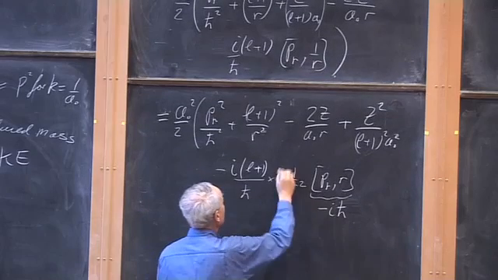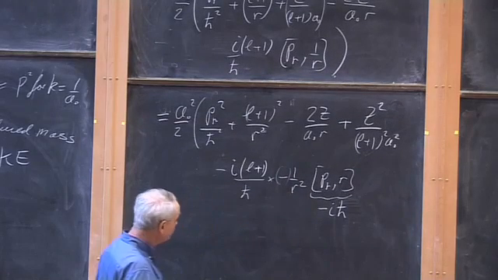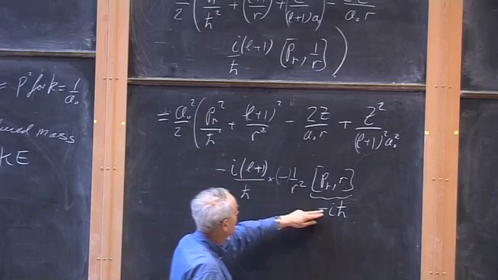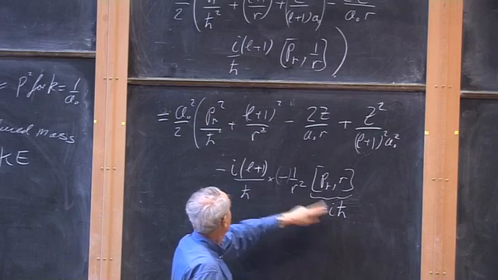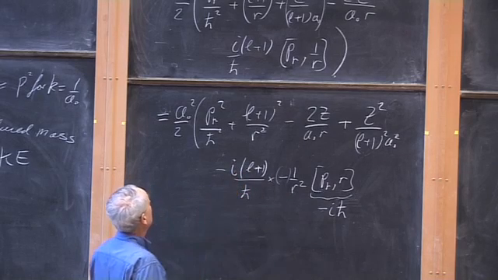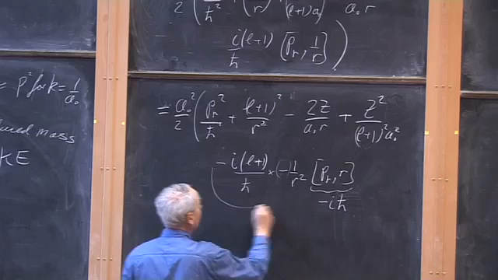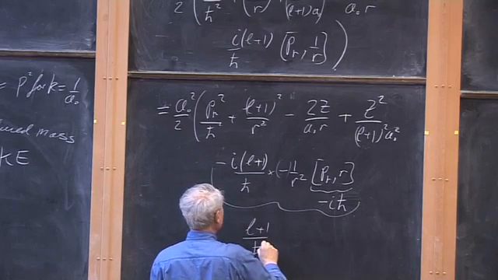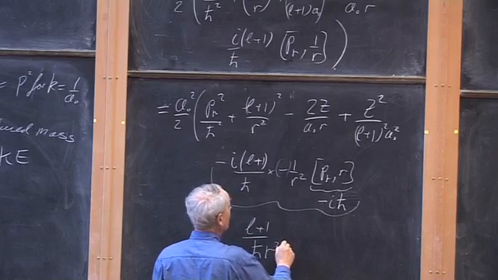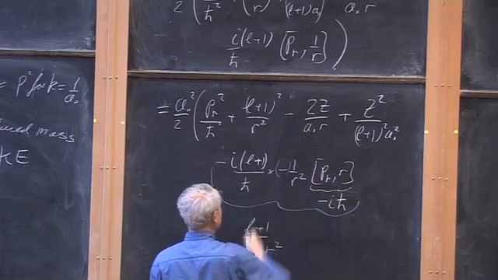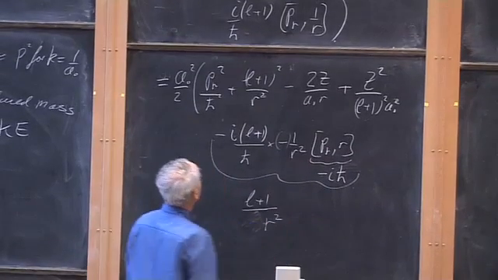So we have rather a load of minus signs. Let me see. I think we have 1, 2, 3 minus signs and another minus sign coming from here. So I think in total we have a plus sign. So this stuff here, I believe, comes to L plus 1 over h bar R squared. Sorry, the h bar cancels. This h bar is on top, that's on the bottom. So we get an L plus 1 over R squared.